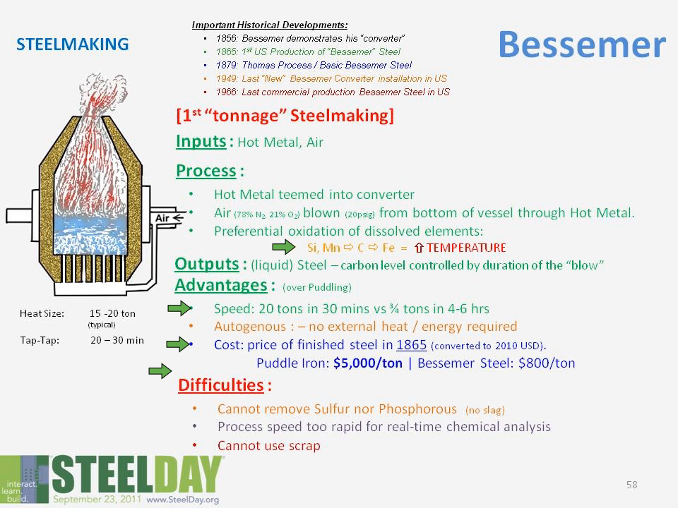But there were some problems with the Bessemer process, and that was primarily that you could not remove sulfur or phosphorus. That's because there was no slag. Also, the process was so rapid that you could not do real-time chemical analysis on your batch. The techniques at the time just weren't fast enough. And you can't use scrap. If we were to add scrap to the hot metal, you'd basically end up with a solidified mass.